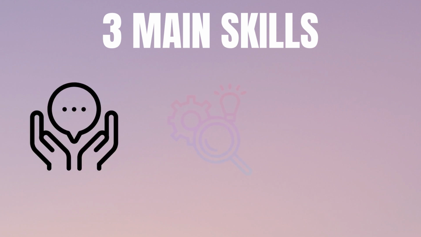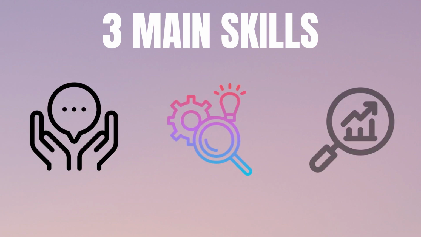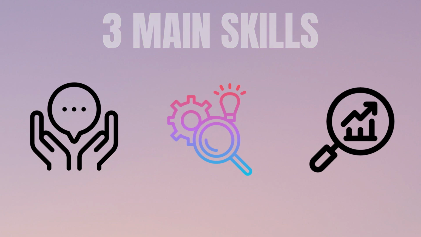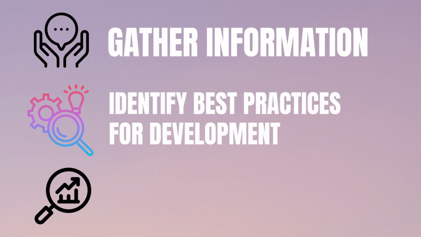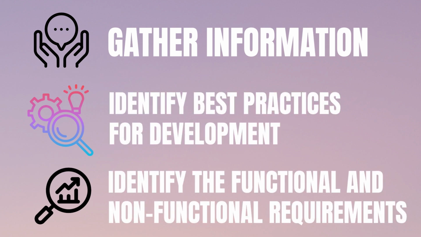Three of the main skills a software engineer needs, especially for the requirements gathering process, are communication skills, research skills, and analysis skills. Talking about our project, these skills helped us gather information, identify best practices for development, and identify the functional and non-functional requirements.